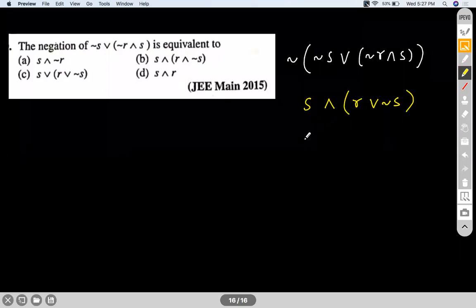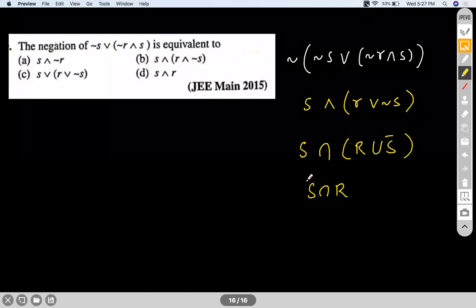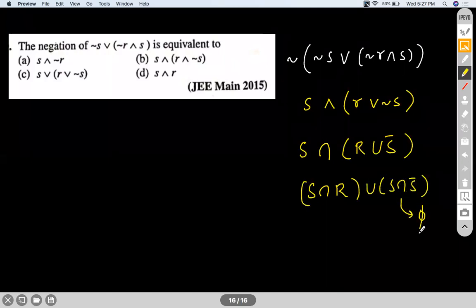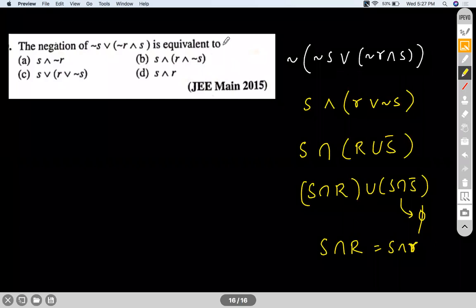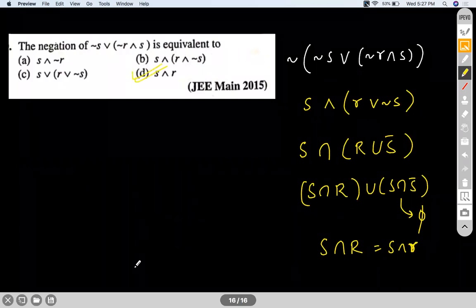Distributive property. So think as if it is S intersection R union S complement. S intersection R union S intersection S complement. But this is the null set. Universe. Null set. Answer will be this. So you don't have to actually bother doing it. Option D is that. Thanks to the property of sets that we can use there.